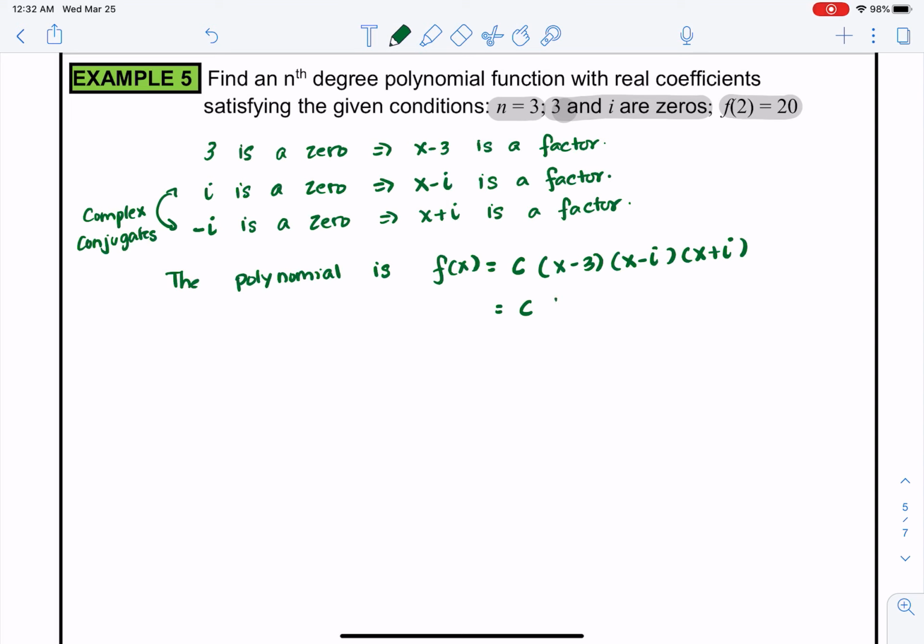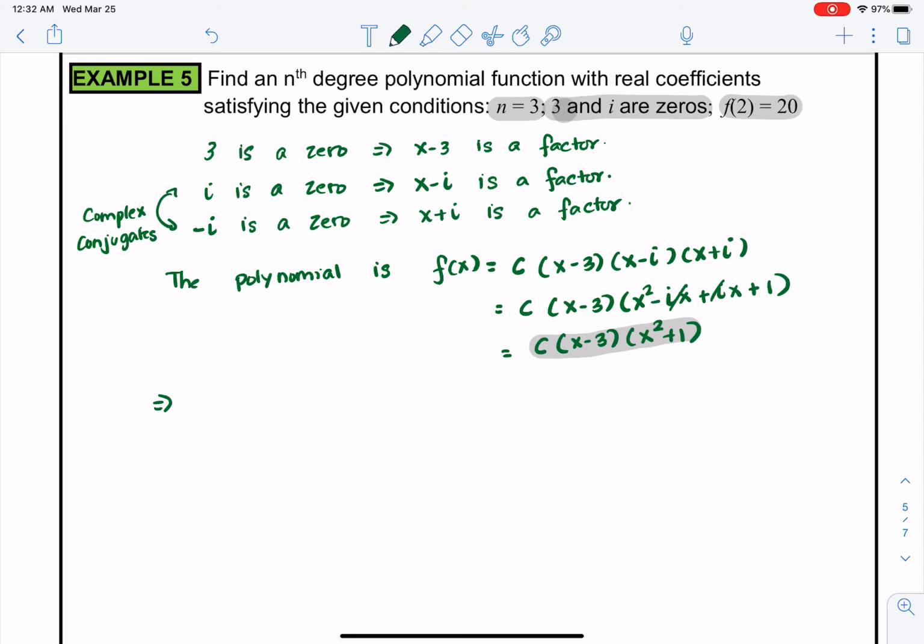So c times x minus 3 times, if we FOIL those, we have x squared minus ix plus ix plus 1, because i squared is negative 1. So those two would go away, and we will have c times x minus 3 times x squared plus 1. So this would mean the polynomial is c times x minus 3 times x squared plus 1. If we find c, we are done.